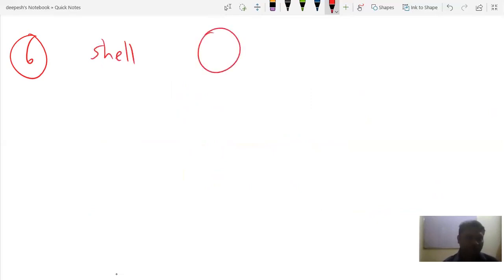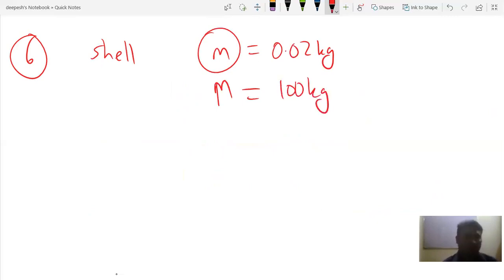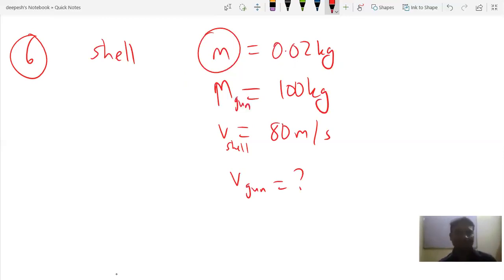We have a shell whose mass is given to us as 0.02 kg. It is fired by a gun of mass capital M, which is 100 kg. The muzzle speed of the shell is given to us as 80 meter per second. What is the recoil speed of the gun? So we have to find the recoil speed of the gun. Again, in this case, we will use the principle of conservation of momentum. So let us see the principle of conservation of momentum here.